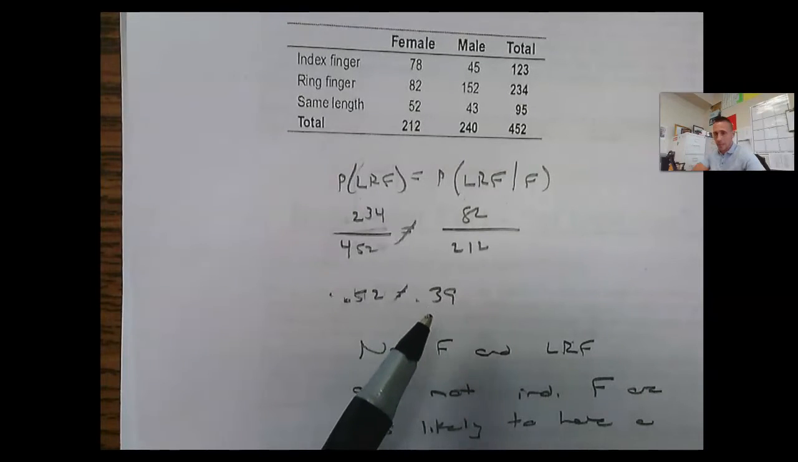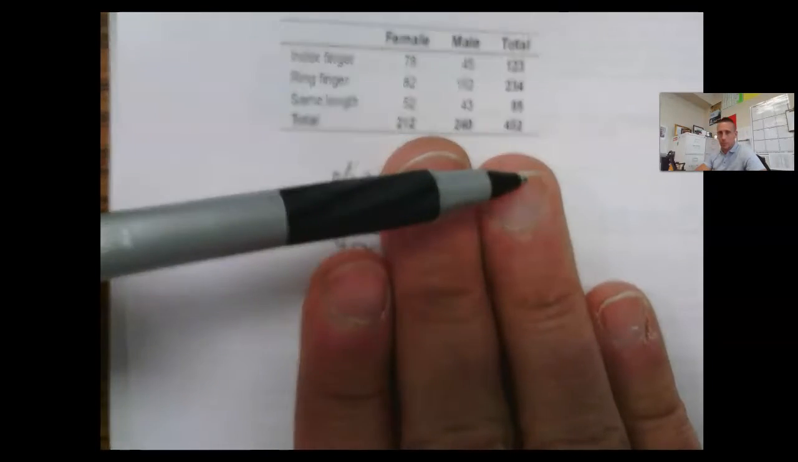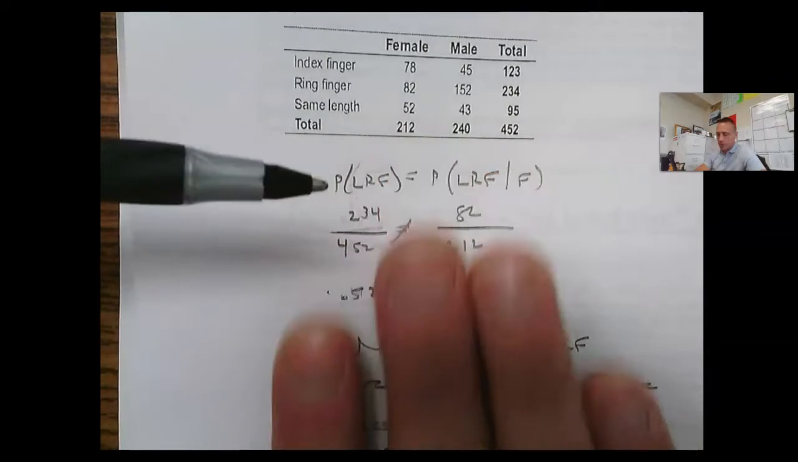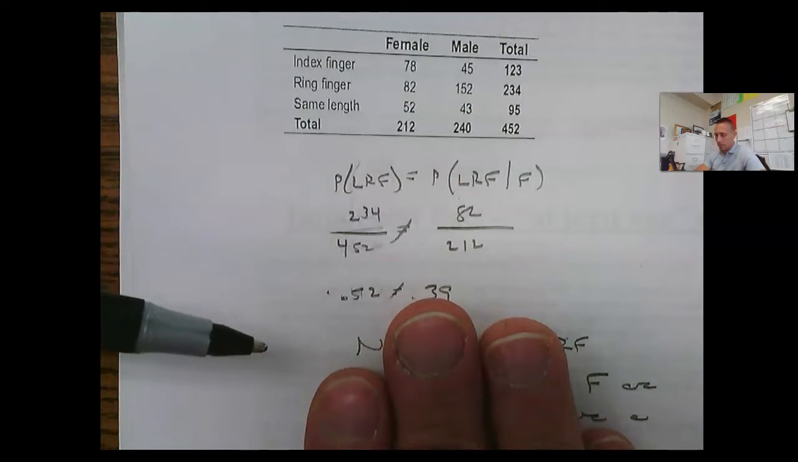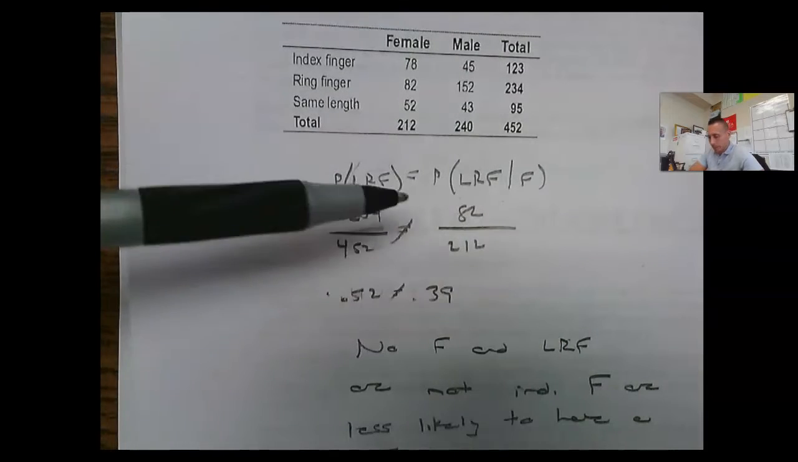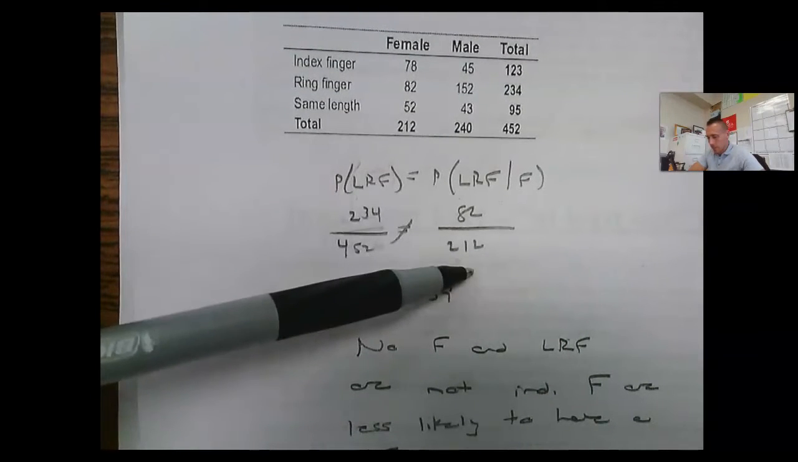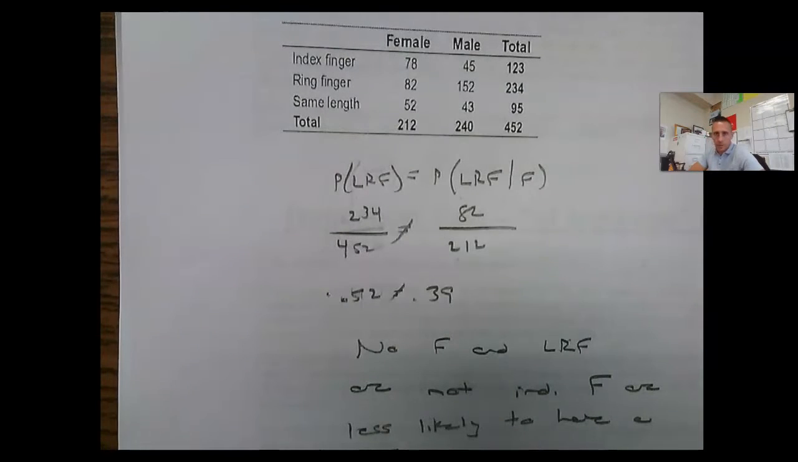And I'd be curious in class today, just take a look for males. It's more typical that your ring finger is longer. And for females, it's a little more typical that they're about the same. It'll be split. So given that you're female, this is only out of 212, 82 had a longer ring finger, which is only 39%.